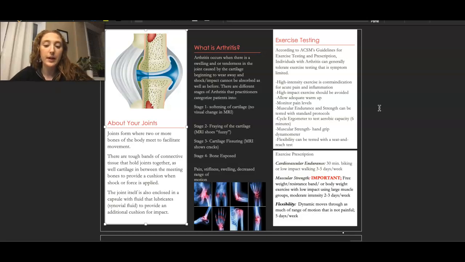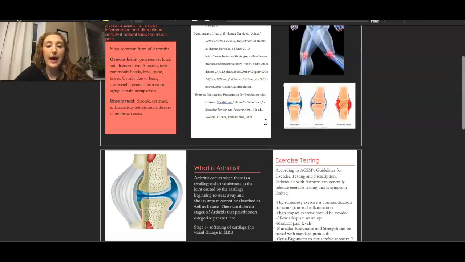Then with your flexibility, you should go for dynamic movement through as much of the range of motion as you can without pain. Patients with arthritis are going to be severely limited in the range of motion, so go as far as you can get without feeling painful. And that's about 5 days per week.